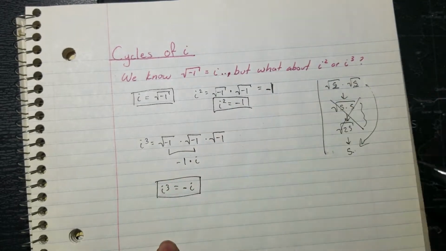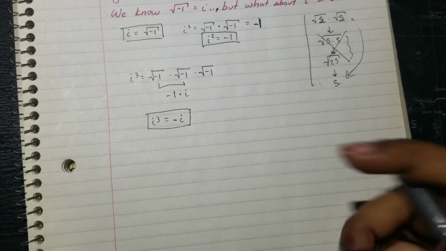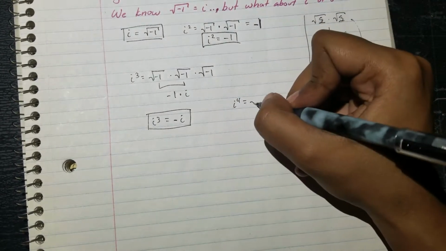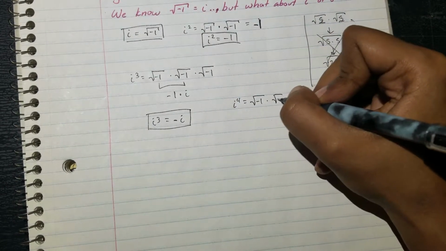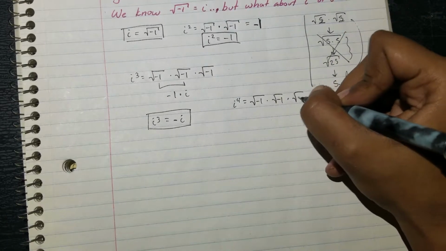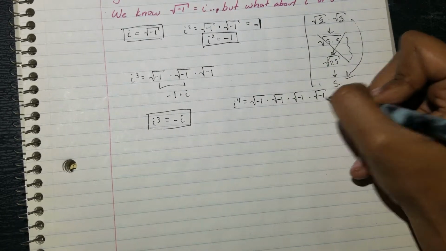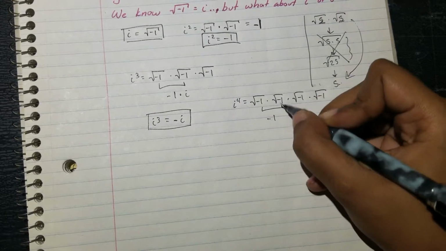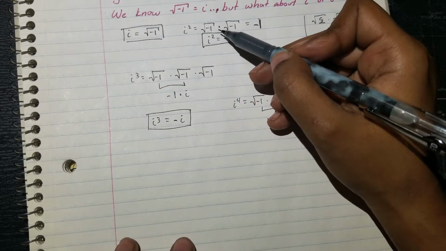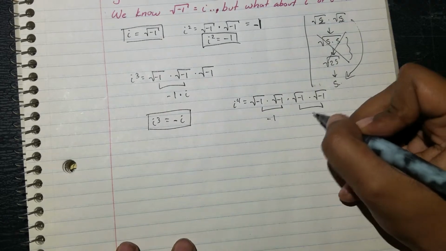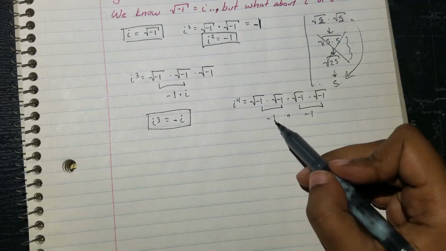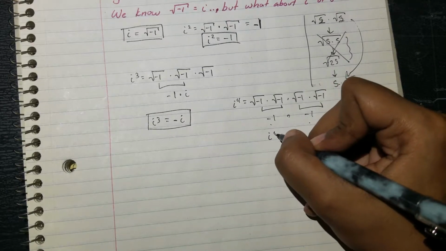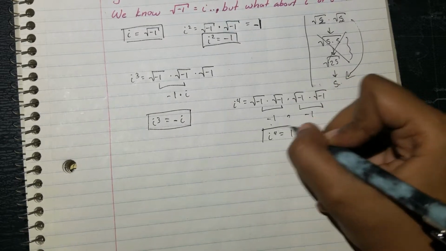That's another fact. Let's go to i to the fourth. i to the fourth is the square root of -1 times the square root of -1 times the square root of -1 times the square root of -1. We know this is -1 based on the i squared that we looked at earlier. We also know this is -1. But -1 times -1, well, that's just 1. So i to the fourth is just +1.